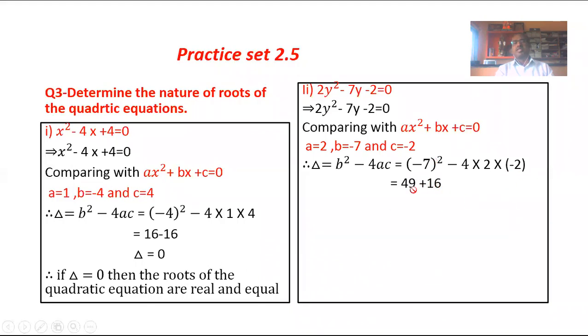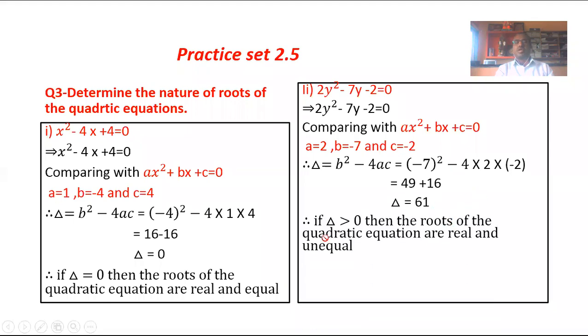Minus 7 square is 49. Here minus minus is a plus. 4 eights are 8, 8 twos are 16. 49 plus 16 is equal to 65. The value of delta is a positive number. It is greater than 0. Therefore, delta is greater than 0. Then the roots of the quadratic equation are real and unequal.